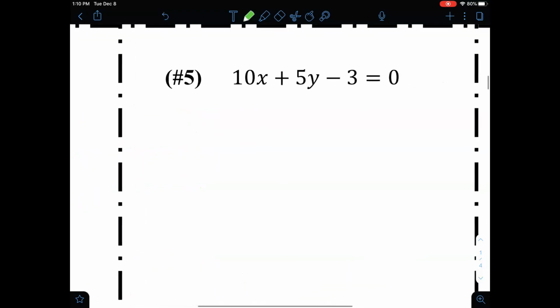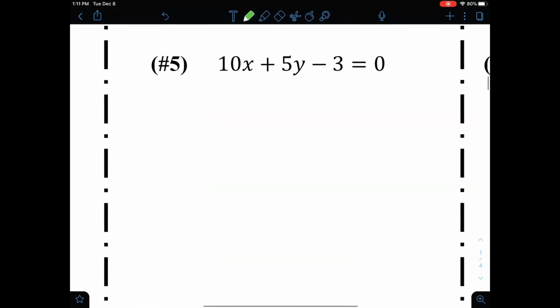Okay. Number 5, we have 10x plus 5y minus 3 equals 0. We need to get y by itself. So you could either move 5y to this side, or you can move stuff away from 5y. I'm going to move stuff away from 5y to keep it positive, but let's go ahead and do this. So we can get rid of this 10x first, or the negative 3 first. I usually like to move constants first. So I'm going to undo subtracting 3, what am I going to do? I'm going to add 3 to both sides. And then to keep the rest of it the same, 10x plus 5y equals 3.